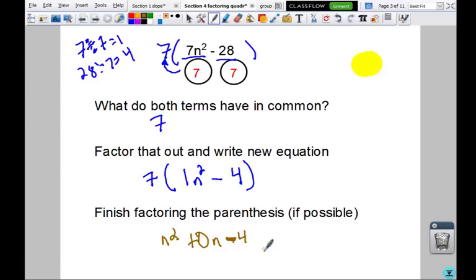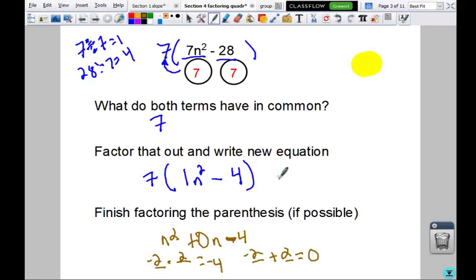So what is this kind? We need what times what is negative 4 and adds up to 0? Negative 2 and 2. So this one, it's kind of sneaky. We can middle-term factor this. Negative 2 times 2 is negative 4. Negative 2 plus 2 is 0. So watch out for these sneaky ones. What do you mean sneaky? It's sneaky because it doesn't look like you can middle-term factor it.